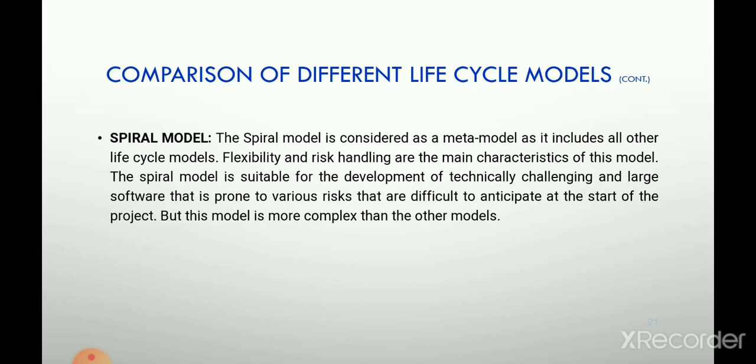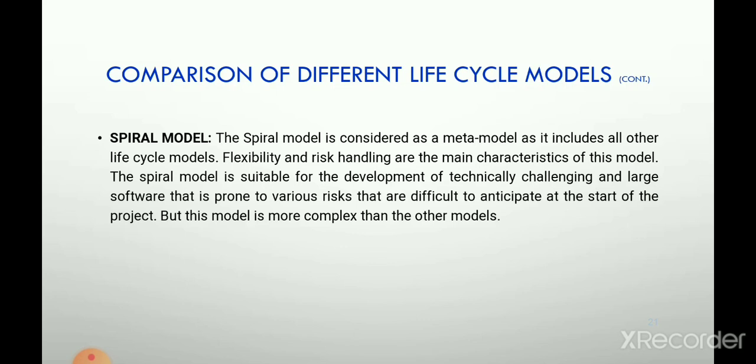Then the last model is the spiral model. The spiral model is considered a meta model as it includes all other life cycle models. Flexibility and risk handling are the main characteristics of this model. The spiral model is suitable for the development of technically challenging and large software that is prone to various risks that are difficult to anticipate at the start of the project, but this model is more complex than other models.